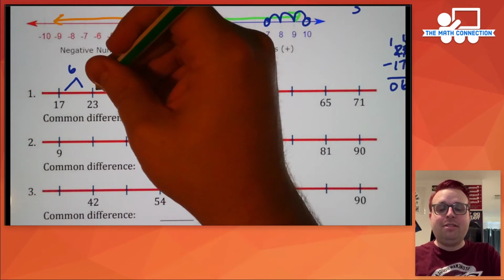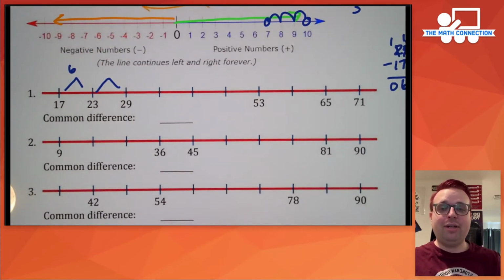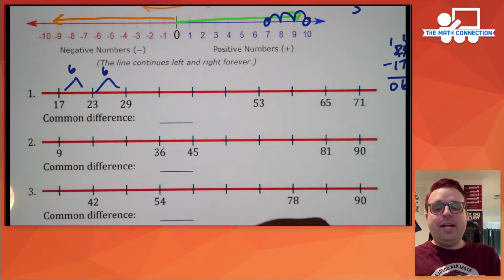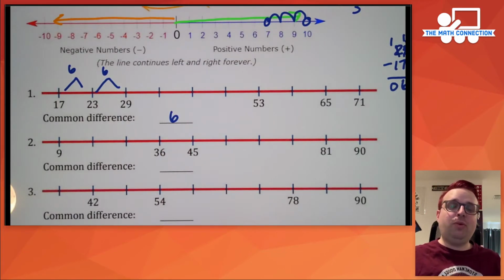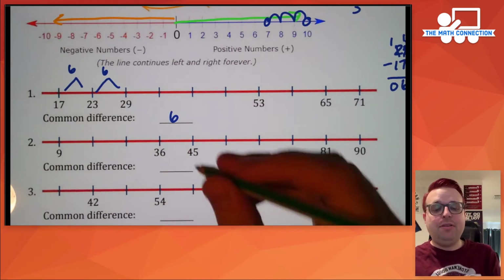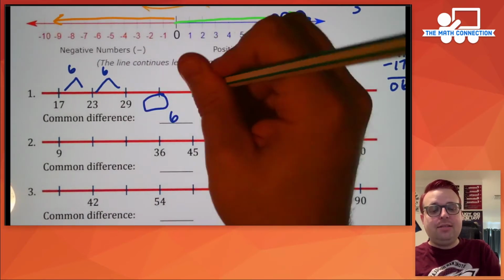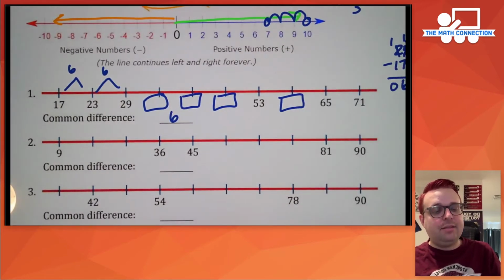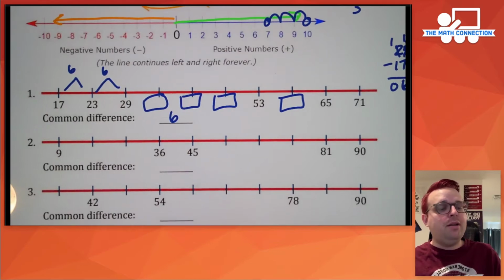Is there a difference of 6 between 23 and 29? 23 plus 6 does give me 29. Okay, so we already can identify the common difference. It's 6. There's a difference of 6 between everything that we go, which means we're skip counting by 6. I want you to fill in this slot, this slot, this slot, and this slot. And I'll give you a moment if you pause the video to figure that out.